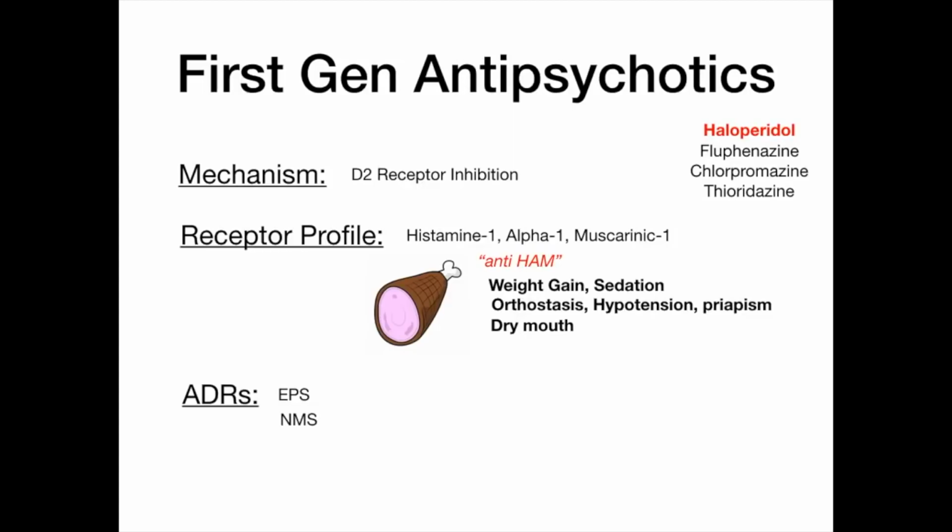And I'll talk about all this stuff at the end after we go through the atypicals. But high yield is that the first generation antipsychotics, specifically haloperidol, cause so much dopamine receptor inhibition that they cause a lot of EPS and can cause neuroleptic malignant syndrome. They are anti-HAM: weight gain, sedation, orthostasis, hypotension, and dry mouth. Anti-HAM, remember an actual ham, eating too much, getting fat, that's kind of what those receptor profiles lead to. So that's the first generation antipsychotics.